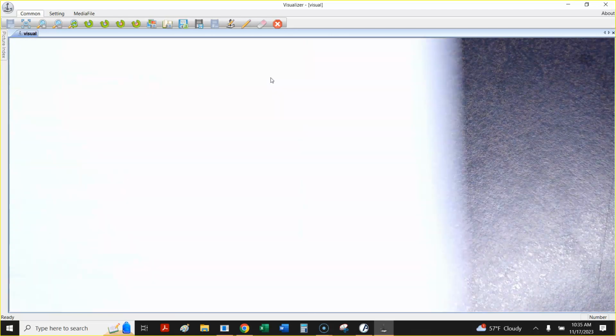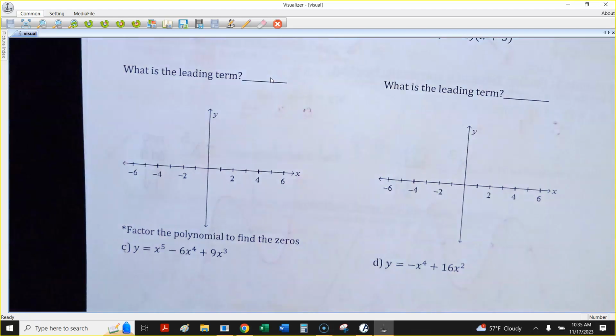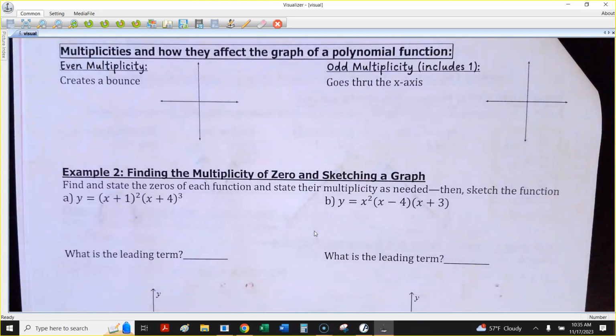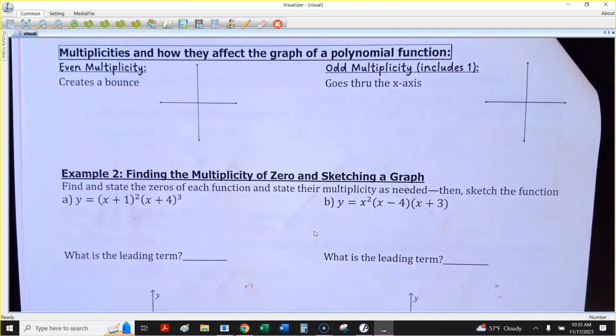Okay. Now, I have not given you any multiplicities; all of these were just a factor to the first power, which we don't usually write. But if you do have a multiplicity, so if you have an exponent on a set of parentheses, or an x squared or an x cubed out in front of my factors, then you have to think about what that multiplicity does on a graph.